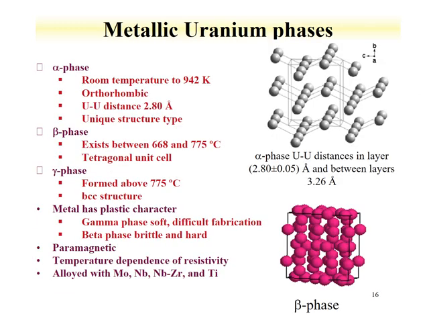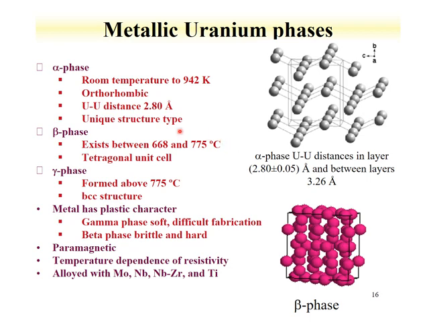So here are the different phases of uranium metal, where we have the alpha phase. It's formed from room temperature up to about 600 degrees. The structure is orthorhombic, and the uranium distances are around 2.8 angstroms. This is what the structure looks like.